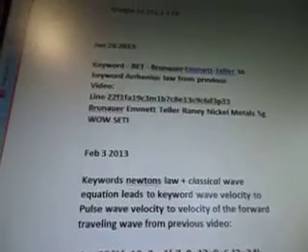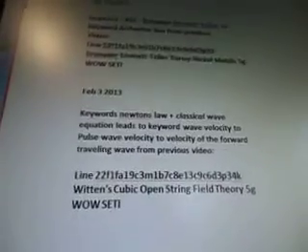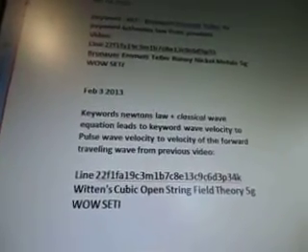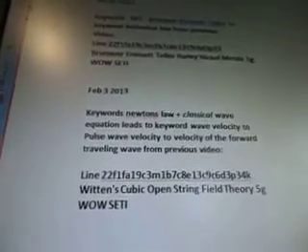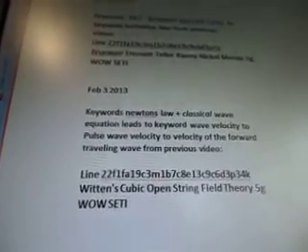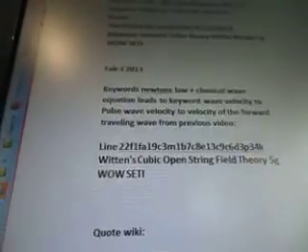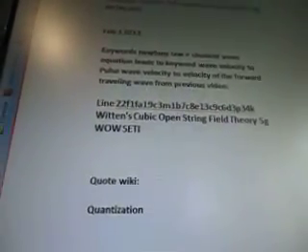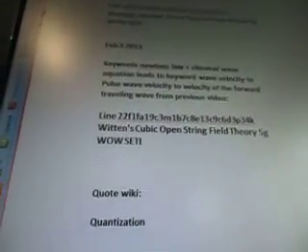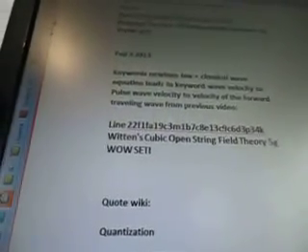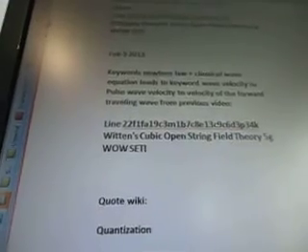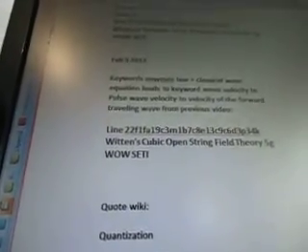On February 3rd, we worked on the keywords Newton's law and classical wave equation leads to keyword wave velocity, then pulse wave velocity and velocity of the forward traveling wave from previous video, line 22f1fa19c3m1b7c8e13c9c6d3p34k. Witten's cubic open string field theory is 5G Wow Seti.